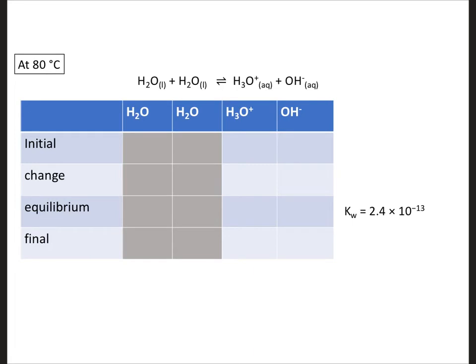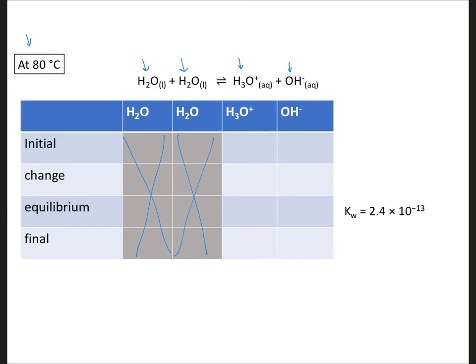So we've already set that up for you. We're keeping in mind this is going to be for a reaction occurring at 80 degrees Celsius. We still have 2 liquid water molecules. They're going to come together to react. We're going to end up with some H3O and some OH. The liquids do not become part of our ICE table, so we're not planning on putting anything there.